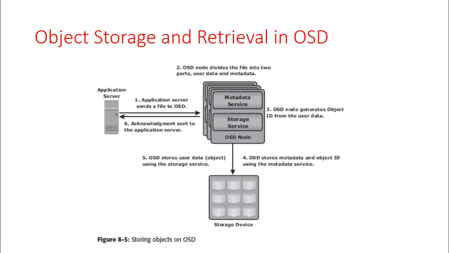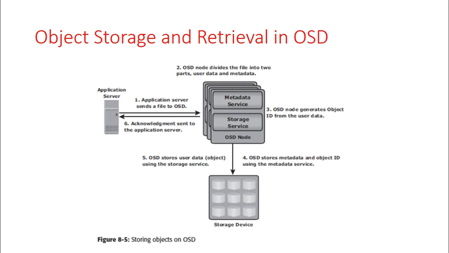Now let us try to understand the object storage and retrieval in OSD. As shown on this diagram, the process of storing the objects in the OSD is illustrated. It is a 6-step process. To store the objects in the OSD, the first step is the application server sends the file to be stored to the OSD node.